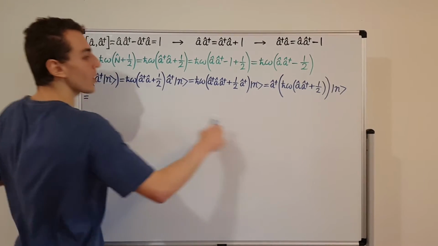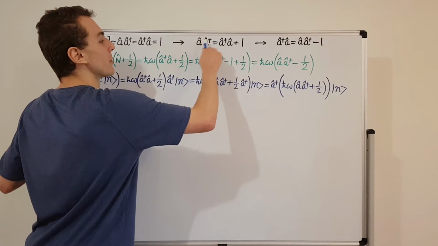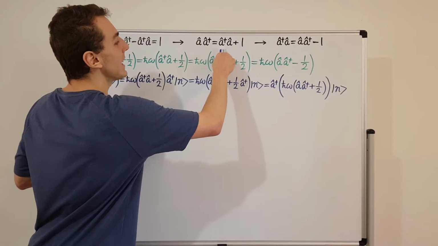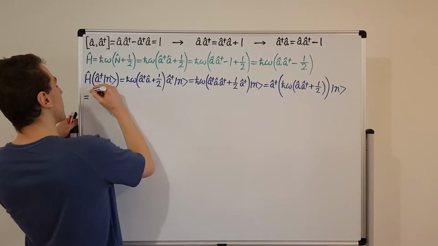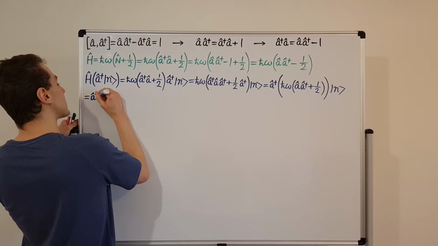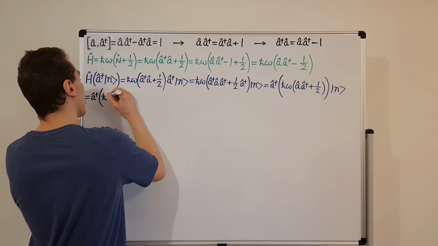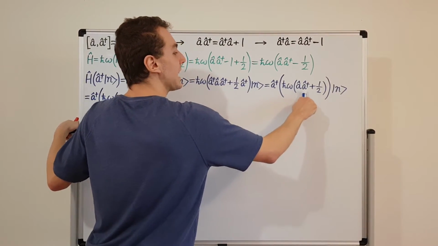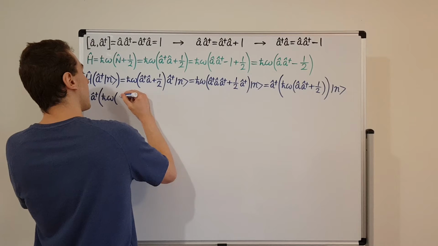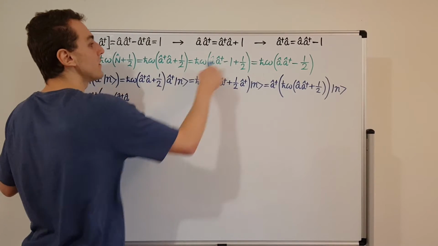So what we have to do is swap the order of these two guys, and we have to use this relationship. A dagger is going to become a dagger a plus 1. So let's substitute that in. We're still going to have a dagger on the outside, but then inside all of these brackets, we're going to have h bar omega times, a dagger is going to turn into a dagger a, and then we're going to have to add 1.